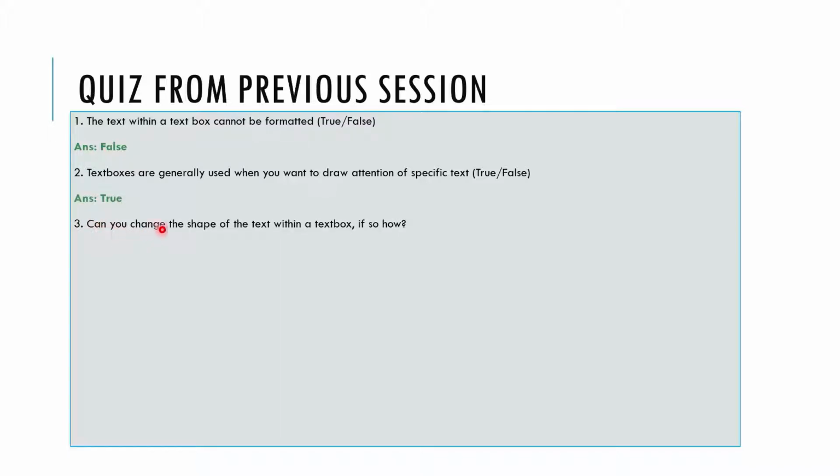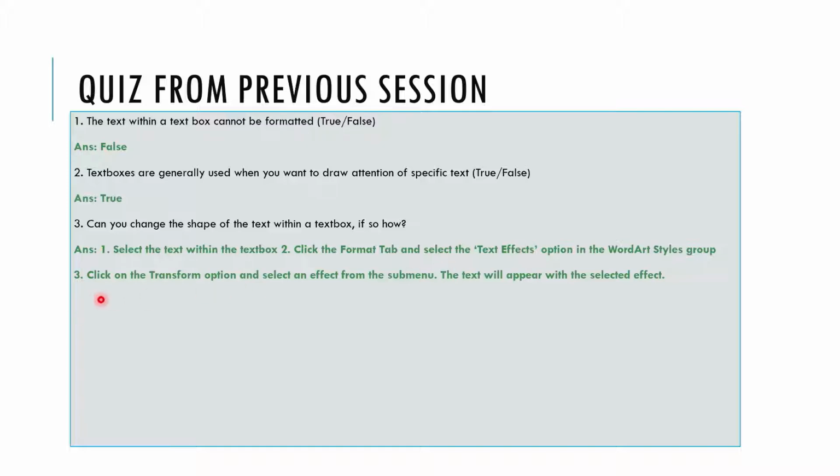Can you change the shape of the text within a text box? If so, how? And the answer is: first, you need to select the text within the text box. Then you need to click the Format tab and select the Text Effects option in the WordArt Styles group. Then you need to click on the Transform option and select an effect from the submenu, and the text will appear with the selected effect.